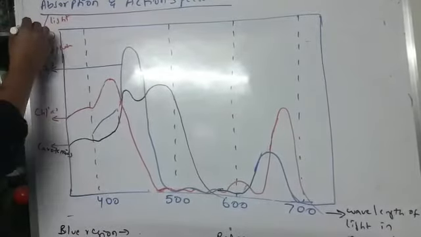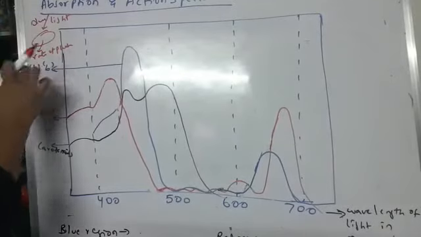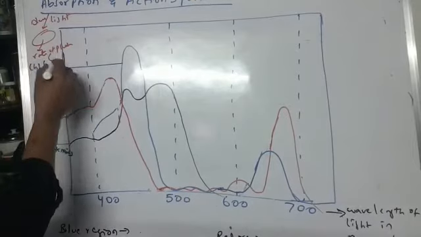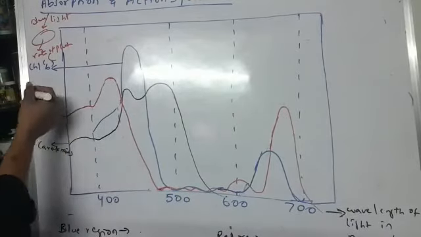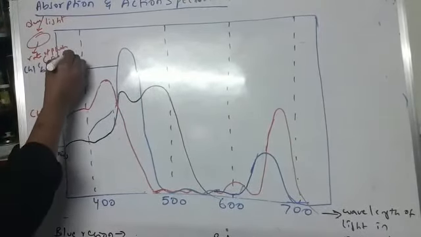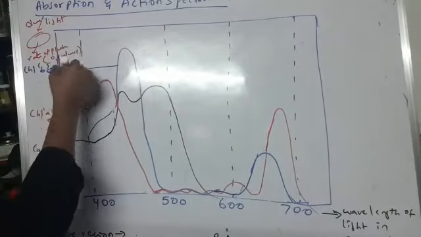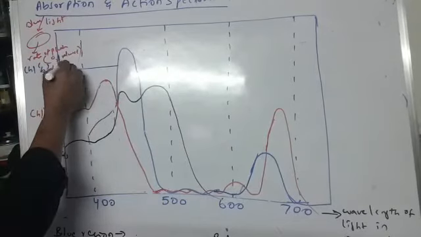Ippudu ikkada blue light pampincharu. Ee blue light lo rate of photosynthesis ela undi? Mari rate of photosynthesis kanukkovali ante two things are there. So either we can find out by oxygen release. If more oxygen is released means more photosynthesis. There is also another technique. What is it? Is CO2 absorption.